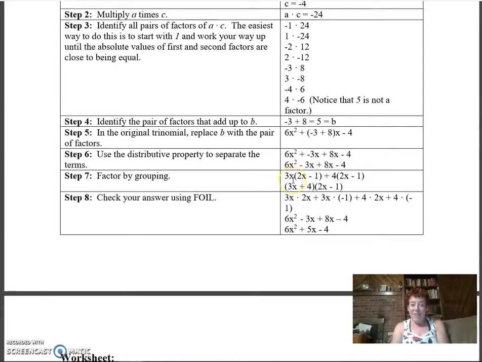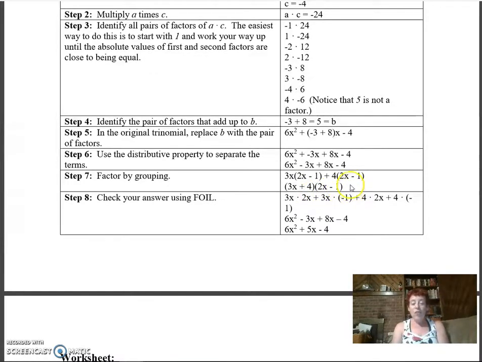So we factor out the 3x, and we get 3x times 2x minus 1, which is the same thing as 6x squared minus 3x. And then for these two, we're factoring out the greatest common factor of 4 and get 4 times 2x minus 1. We still have a plus sign in the middle here. But now we've got this factored half and this factored half, and both of those have a common factor of 2x minus 1. So when we factor by grouping, we complete this by saying 3x plus 4 in the first set of parentheses times 2x minus 1, which is the common factor.